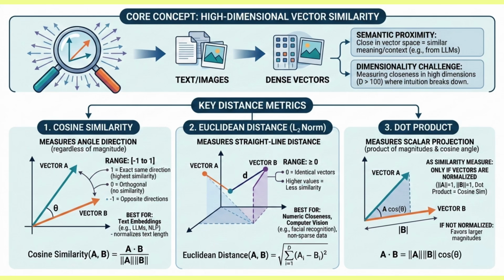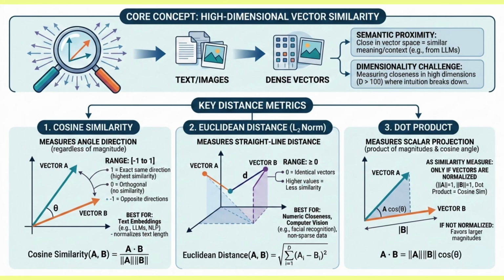So cosine similarity is the most widely used metric for tasks involving semantic search and natural language processing. It measures the cosine of the angle between two vectors, regardless of their magnitude. It focuses purely on the direction of the vectors.